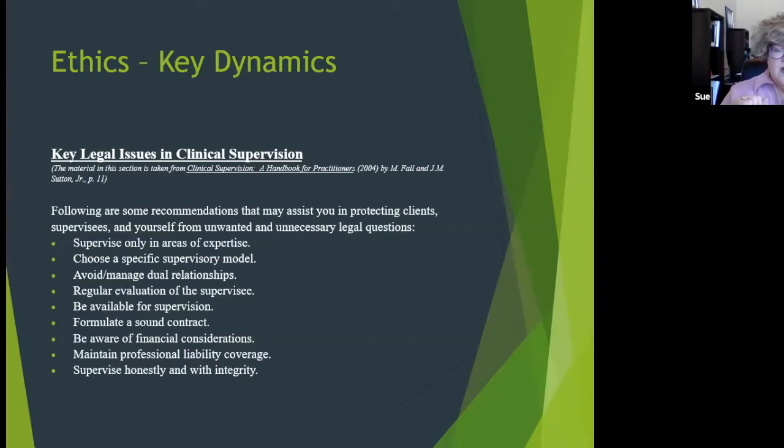So I talked about the contract. Financial considerations. Some of you, it may not be an issue. You may work at a setting where it is academic, and you serve as a site for someone doing their internship or their practicum. So there may not be financial considerations.